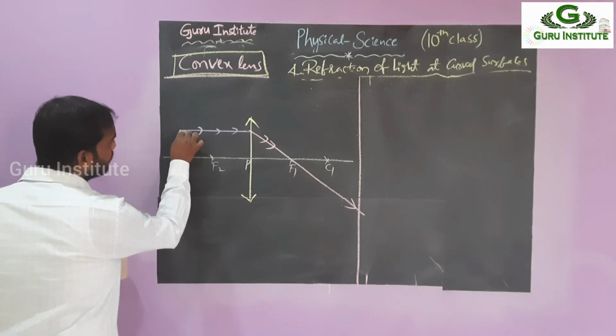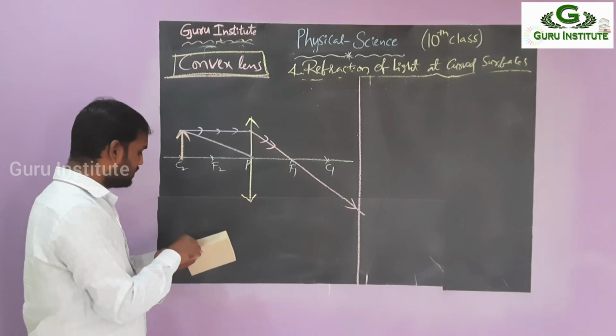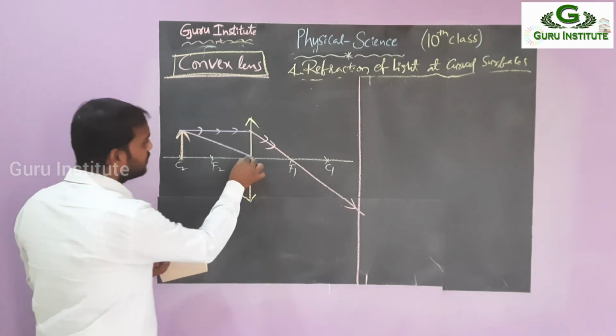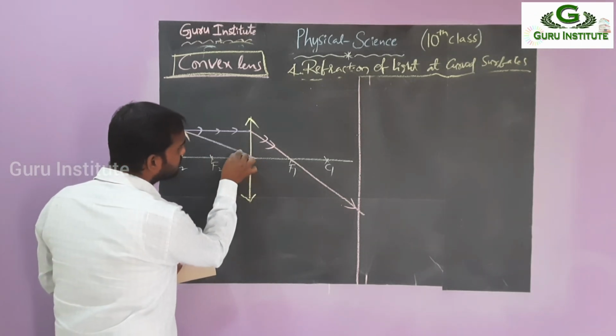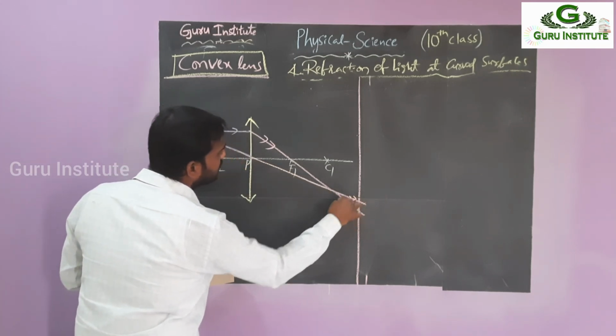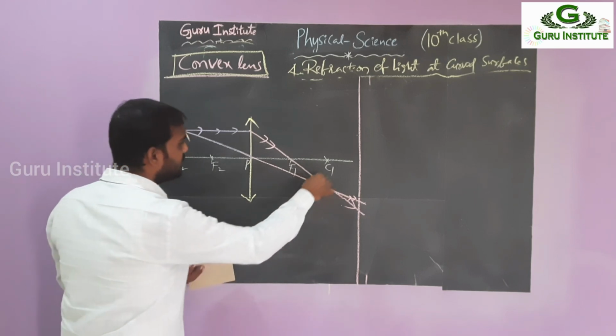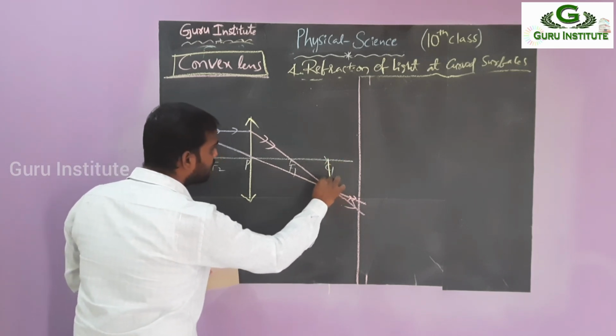So this tip and pole, right? Passing through the pole means what? There is no deviation. So where they meet, here they meet. So this is the meeting point. So what is the nature of the image? Here it is formed.